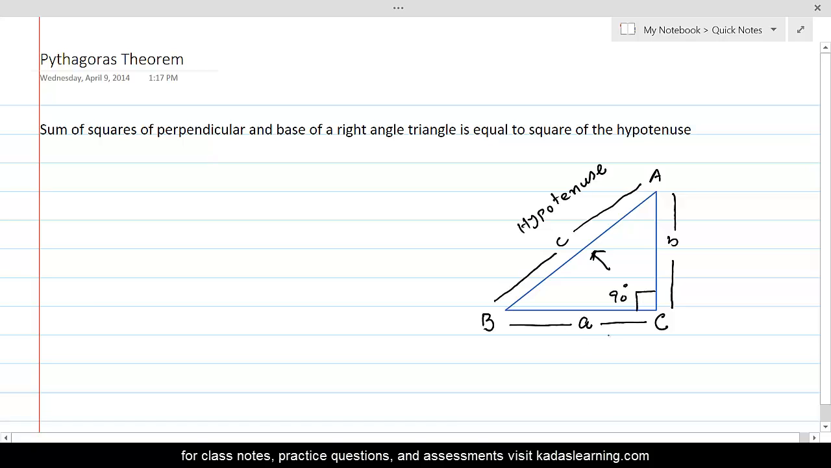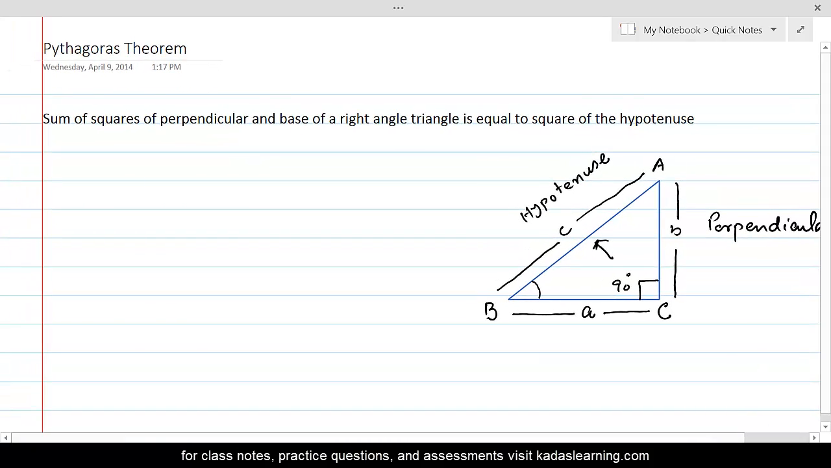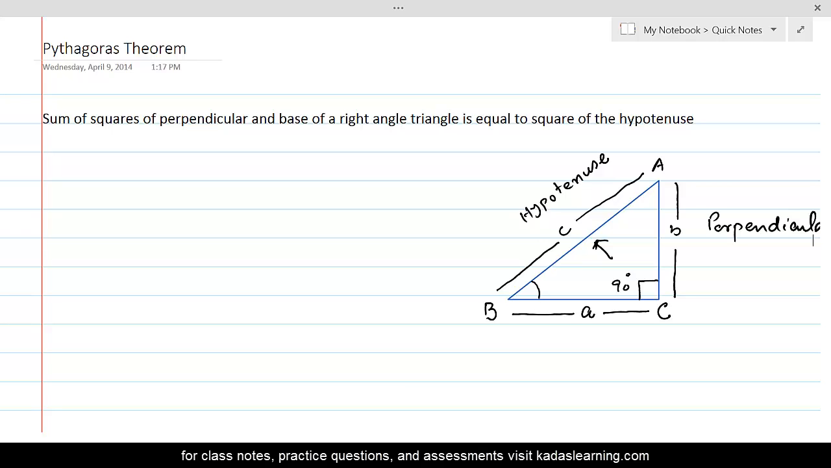Among the other two sides, if you have an angle theta or whatever angle is mentioned in the triangle, the side opposite to the angle under consideration is called perpendicular. So let's call this perpendicular. This will also be called opposite. In some books you will name this as opposite, but sometimes it is called perpendicular.